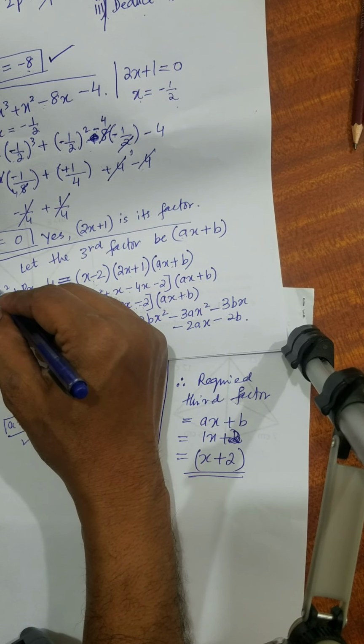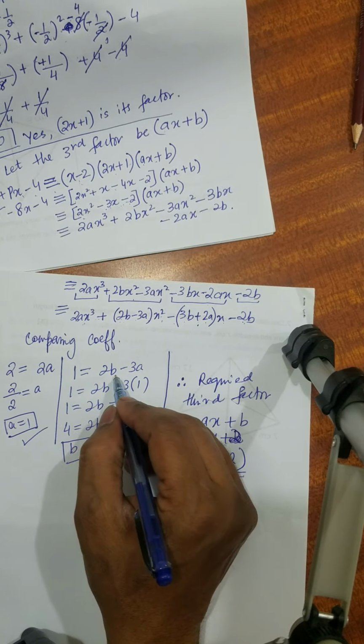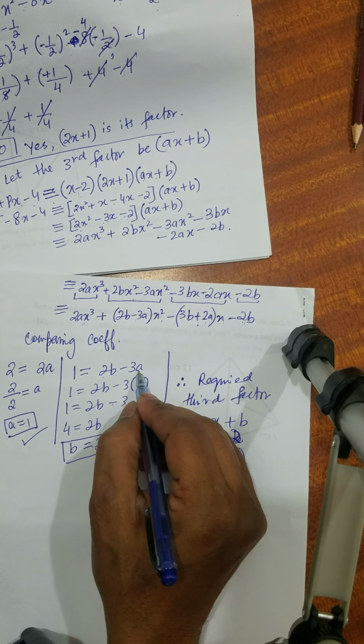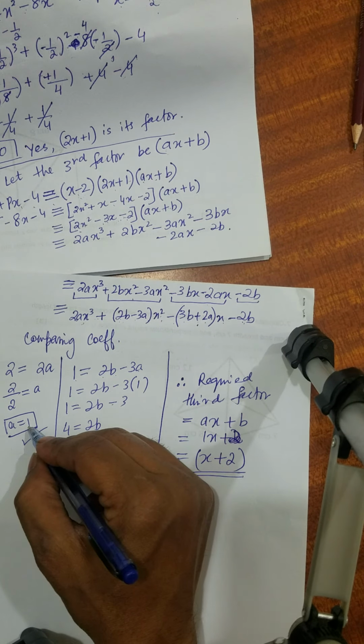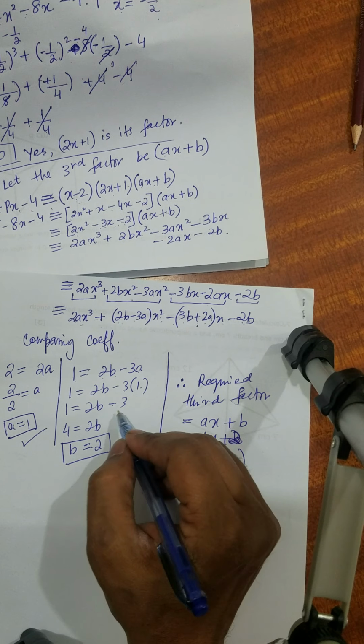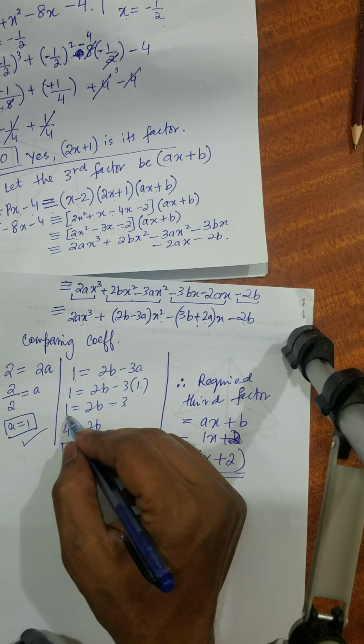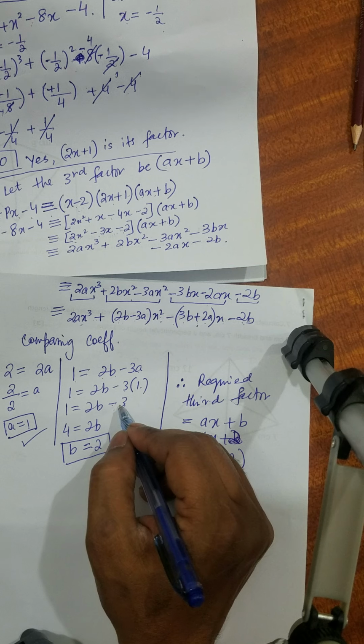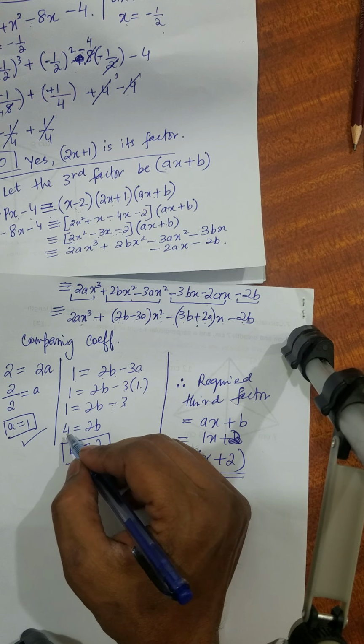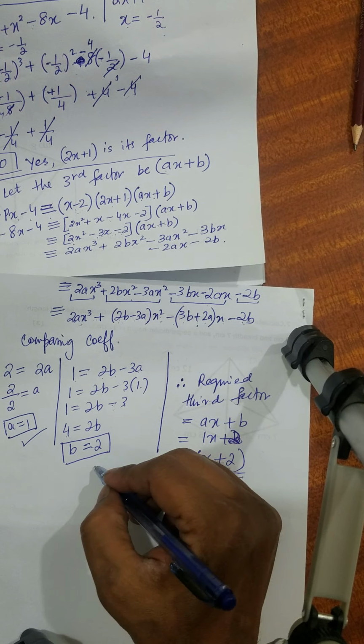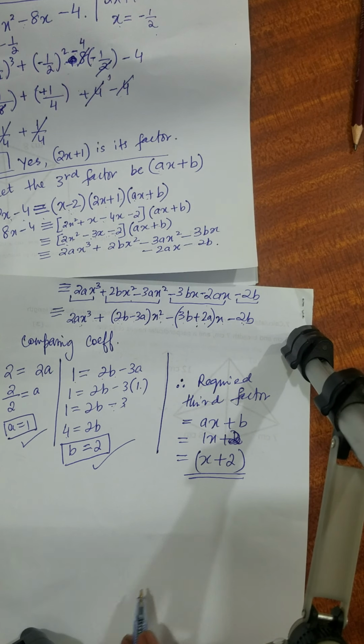The coefficient of x squared is 1. Okay, 1 equals 2b minus 3a. We will plug in the value of a. We found 1. 3 ones are 3, negative 3. Let's bring this negative 3 on this side. It becomes positive 3, positive 3, positive 1 makes positive 4. Cross multiply 2 downwards. We found the value of b.